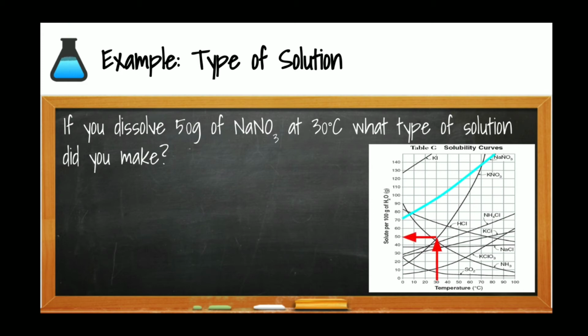Now, when we compare where that point is relative to our blue sodium nitrate line, we can see that the point is under the line. So this represents an unsaturated solution.